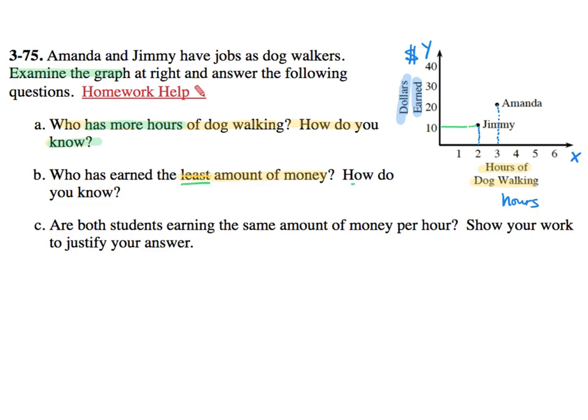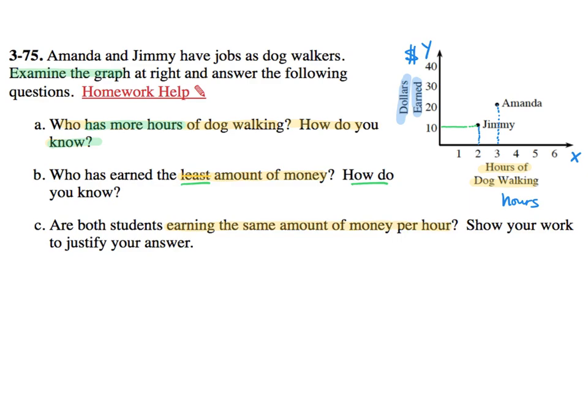And then, how do you know? Remember, you want to explain what I'm showing you in this video. So pause it and answer problem B on your own. Example C: are both students earning the same amount of money per hour? Show your work to justify.